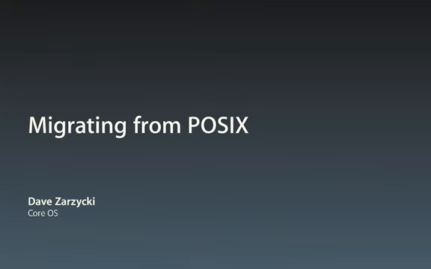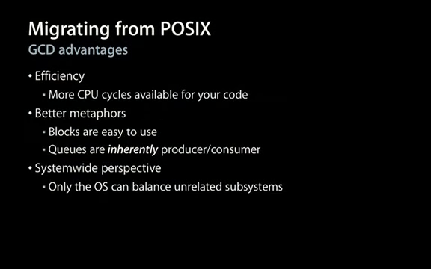Thanks, Kevin. I hope you all are beginning after our sessions to see how easy blocks and queues can be. So let's talk about how blocks, queues, and POSIX get along, and let's talk about the GCD advantages. So GCD, as we've illustrated throughout the week, is a lot more efficient. We're trying to make a lot more CPU cycles available to your code to use all those cores across the system.